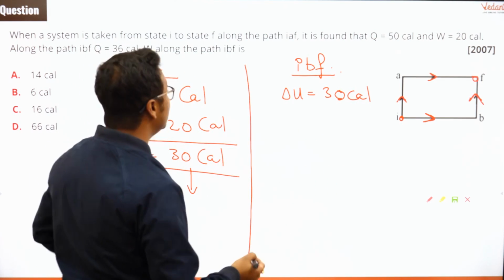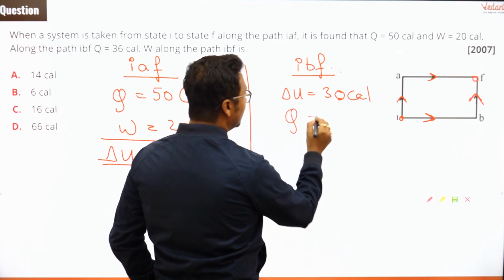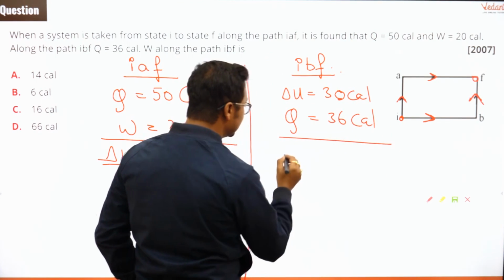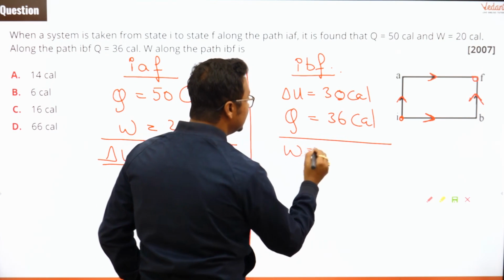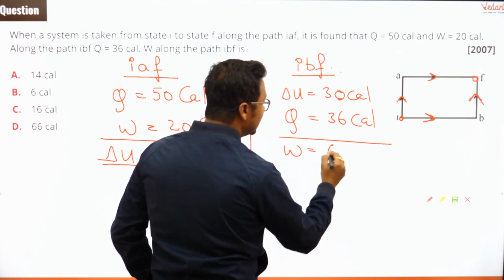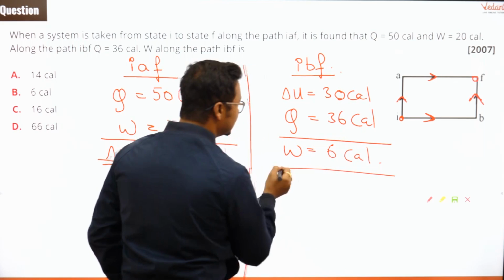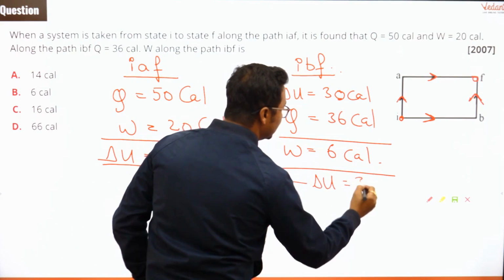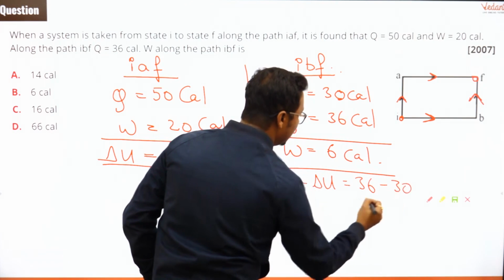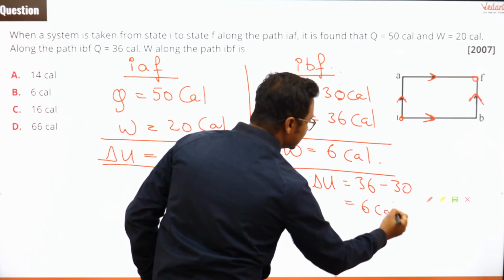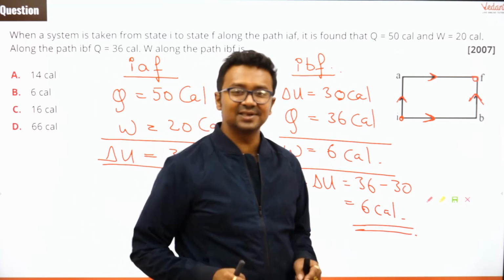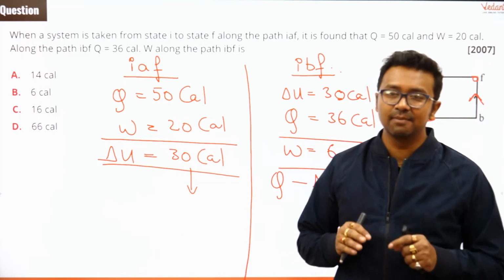You provided some heat, Q, 36 calories. Yes, my dear students, you've guessed the right answer. The work done in this process will be 6 calories. That is Q minus delta U, 36 minus 30, giving me 6 calories. All right, students, this is a very important concept.